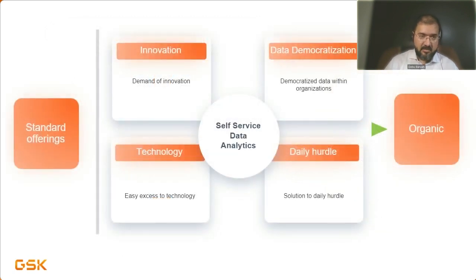Nowadays, beyond the off-the-shelf product, the standard offering, we also have demand of innovation. So in the workplace, we need to innovate. We need to be more efficient. The demand is ongoing. Fostering the culture of innovation, that's what we call, isn't it?